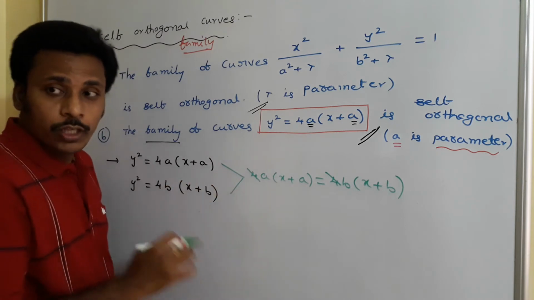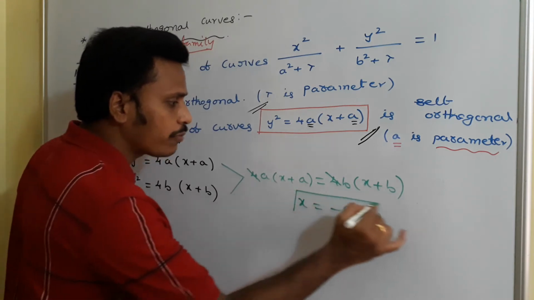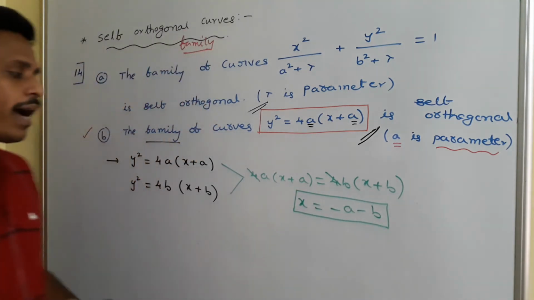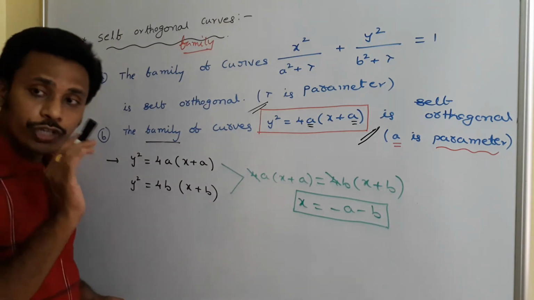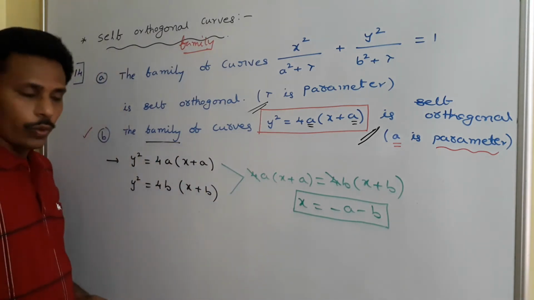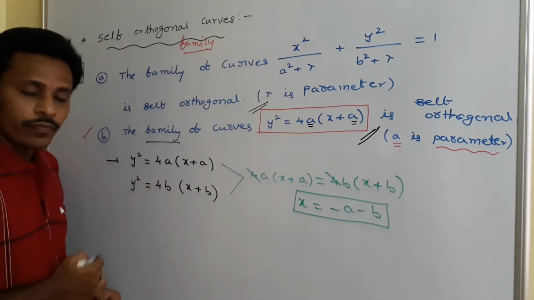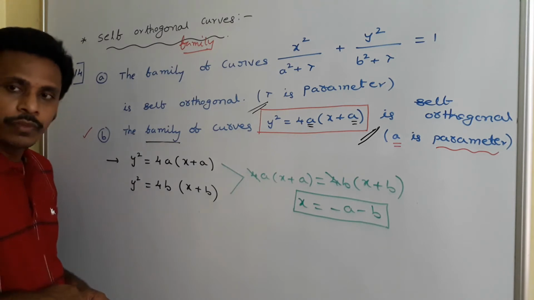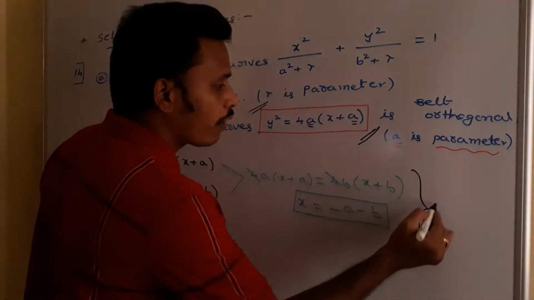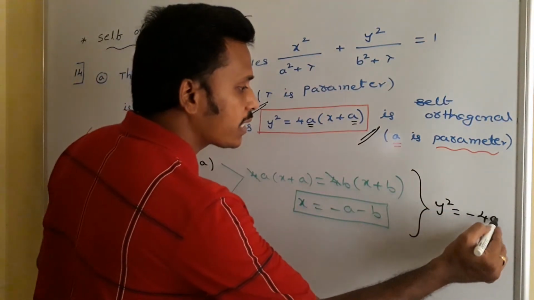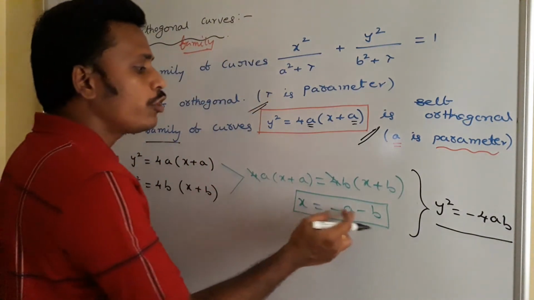So try to rearrange, and you will get the value of x as minus a minus b. Directly I am saying the value of x is minus a minus b. Since the value of x is minus a minus b, you just replace the x value either in the first equation or in the second equation. If you replace it here, the a will get cancelled, and the value of y square is minus 4ab. In the same way, here again you will get the value of y square as minus 4ab. So y square is minus 4ab, and x is minus a minus b.